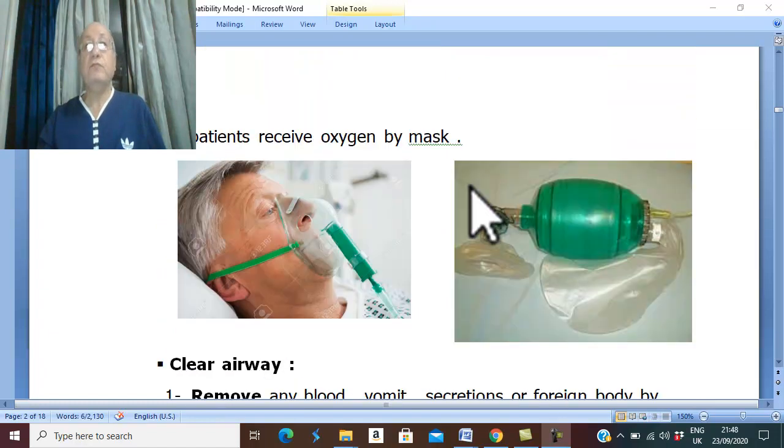First of all, we should evaluate the airway and protect the airway. How to evaluate the airway? In general, speak to the patient. If the patient is capable of normal, unstrained speech, this means that the airway is patent.